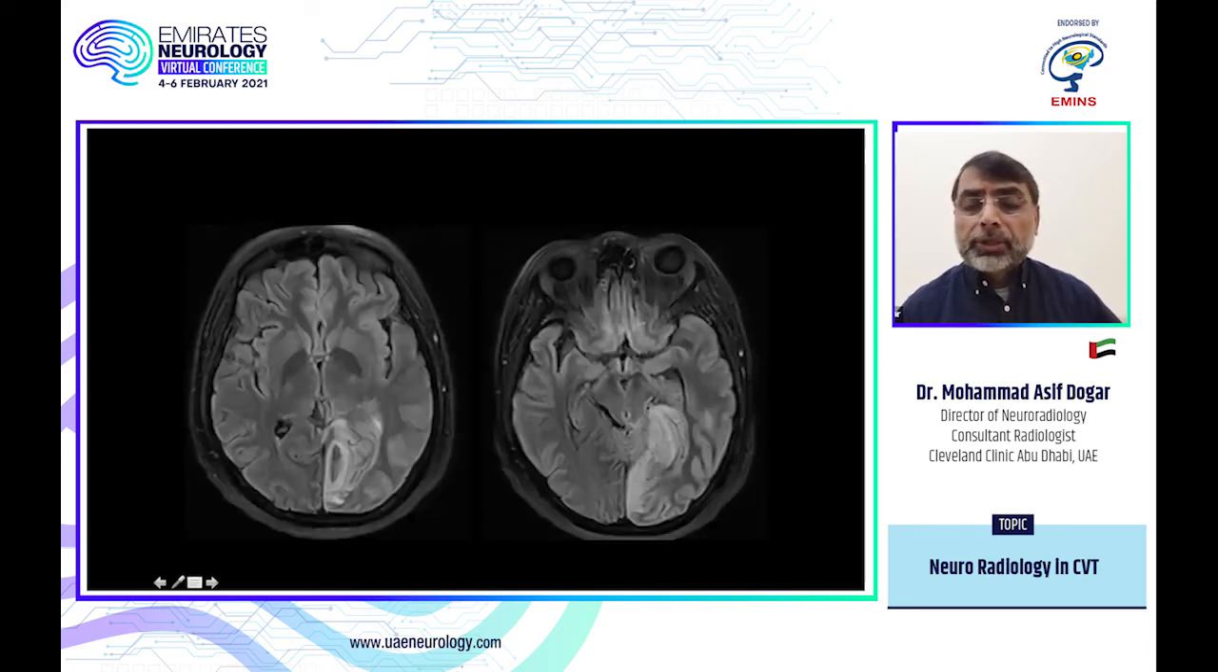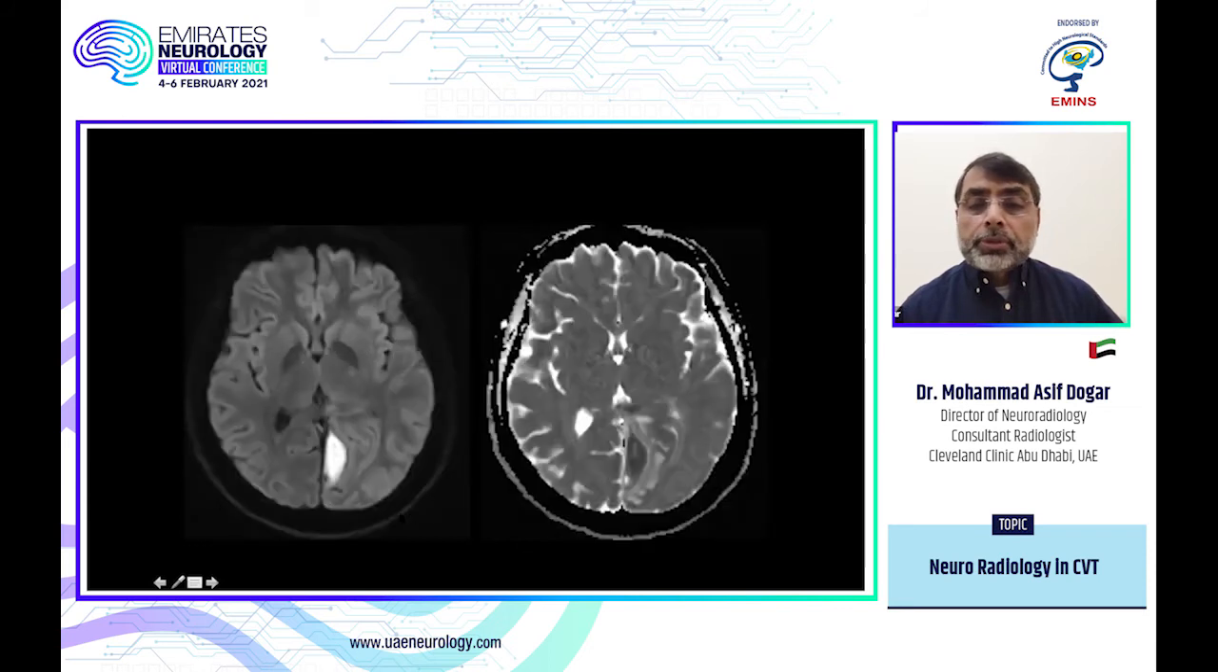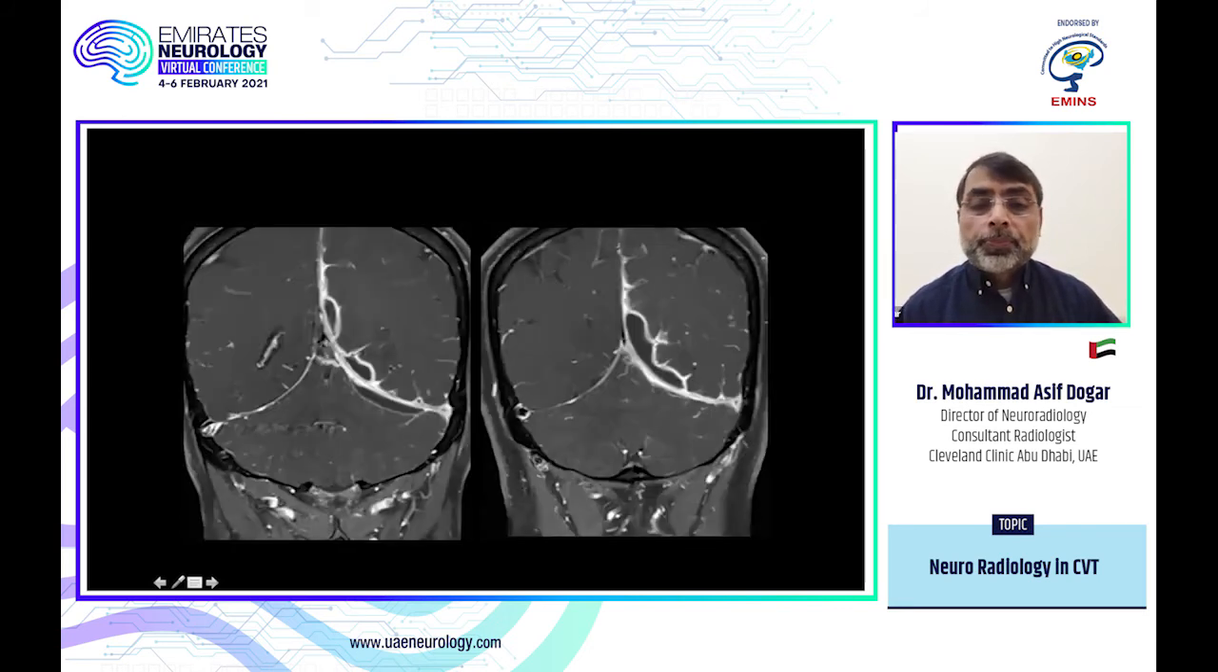Again, you can see the empyema on the FLAIR images, empyema on the diffusion weighted images. It is pus, has diffusion restriction. Here on the post-contrast images, you can see multiple empyemas. So whenever you have mastoiditis, look at the transverse sinus on the same side.